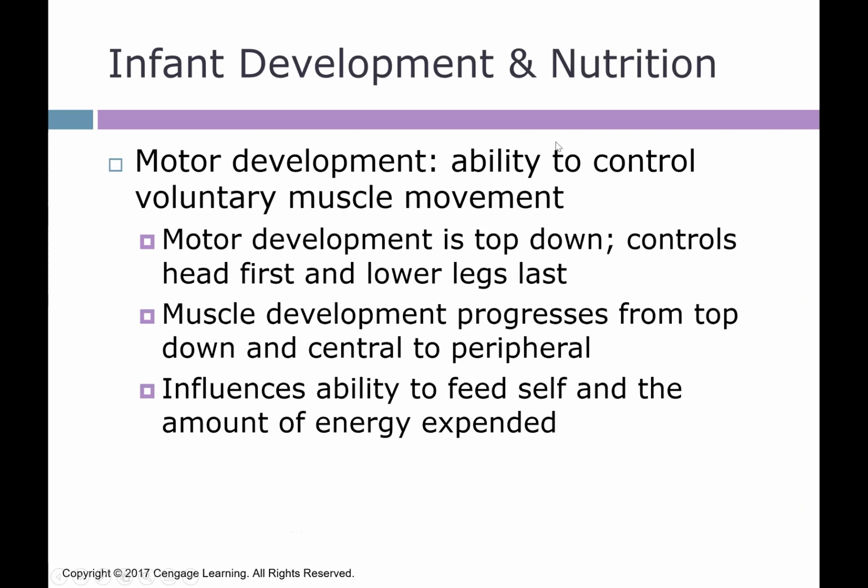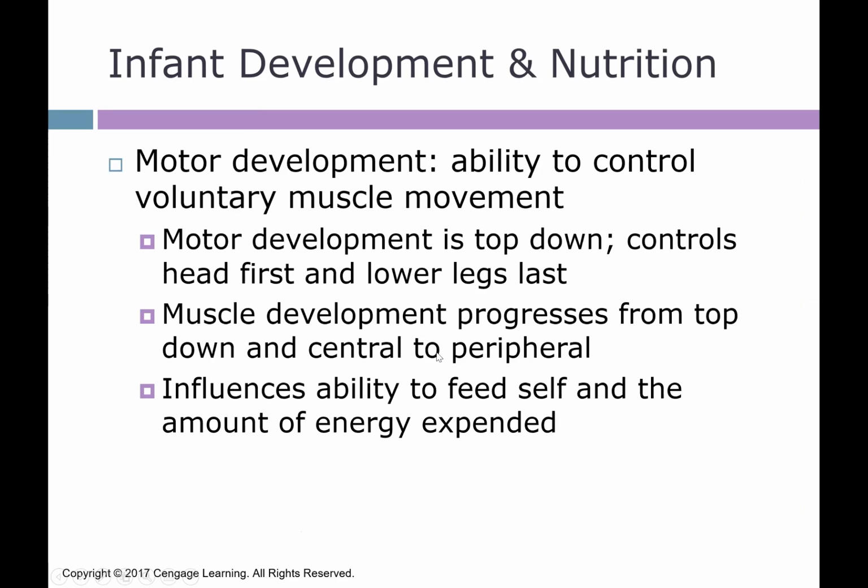So for motor development, the ability to control voluntary muscle movement, development is top down. Control of the head comes first, and then the lower legs become last. So you often hear, is the baby holding their head up? Is the baby sitting up using that core strength? And those are all signs that a baby is getting ready to eat solid foods around 5 or 6 months.